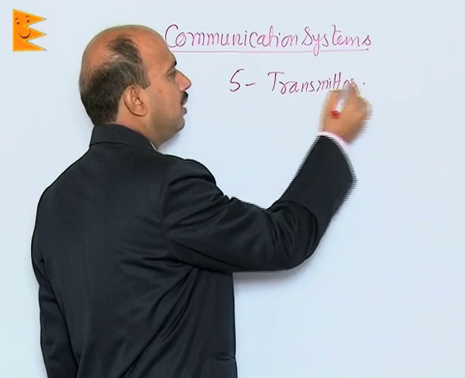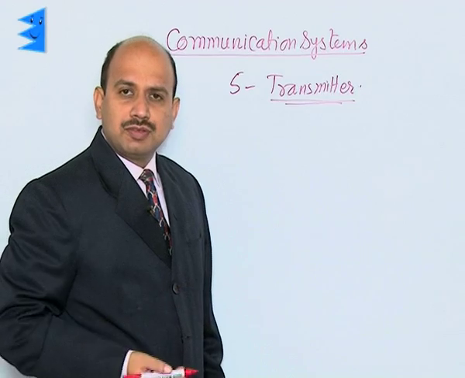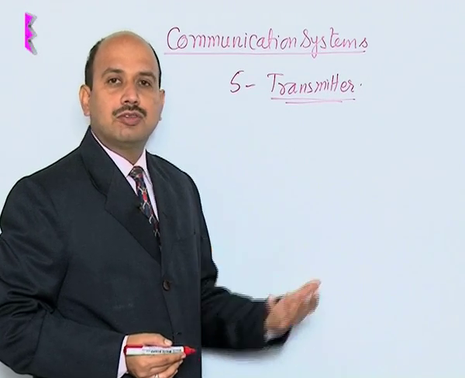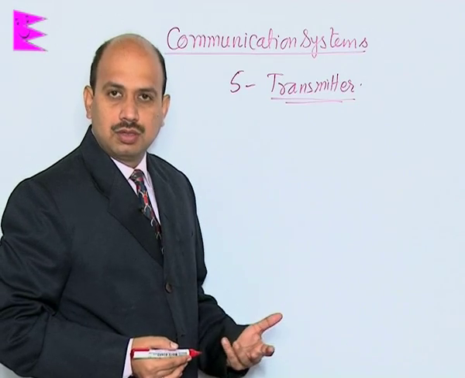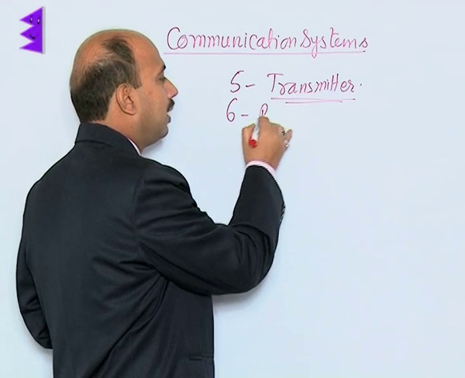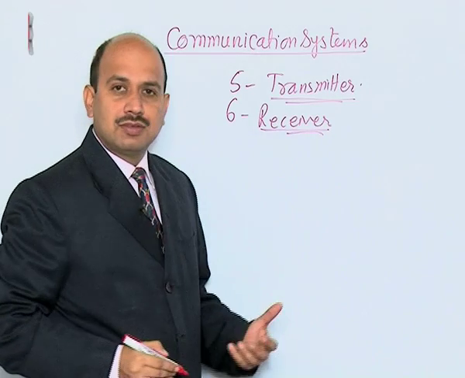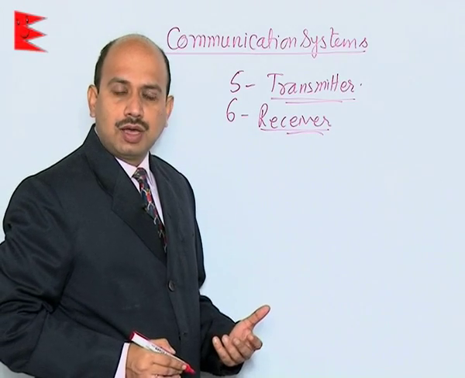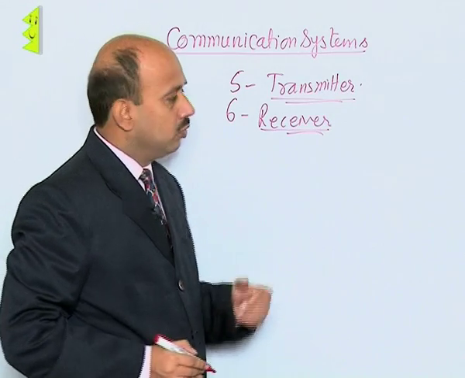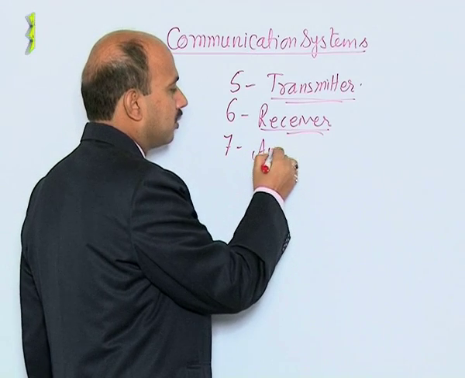The transmitter is the main part of the communication system. It processes the message signals which are received by it and makes them suitable for transmitting through the communication channel. So, this is the working of the transmitter. The sixth one we can take is the receiver. The receiver extracts the messages from the signals received and then gives them to the user in the actual or original form. So, this is the working of the receiver. The seventh one is amplification.